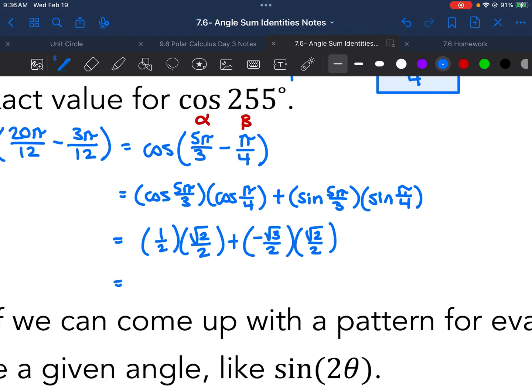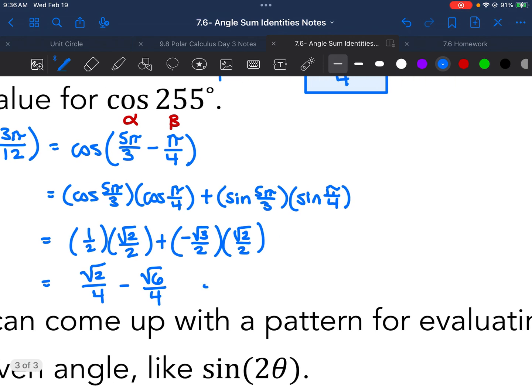Now we do our algebra. 1 times root 2 is root 2 on top. 2 times 2 on the bottom is 4. Notice here we have a negative times a positive. This is going to be negative. Root 3 times root 2, that's root 6. 2 times 2 on the bottom, that's 4. Common denominator 4, so we could write it instead as root 2 minus root 6 over 4.